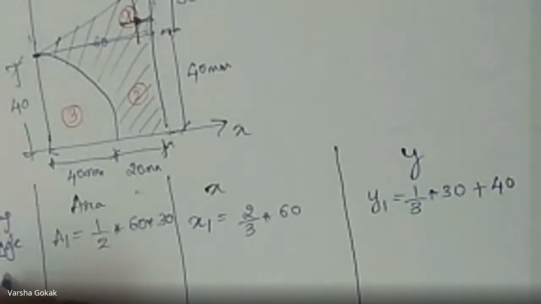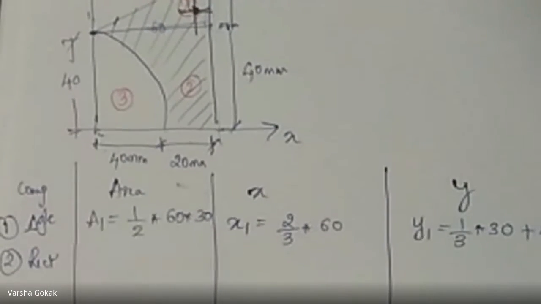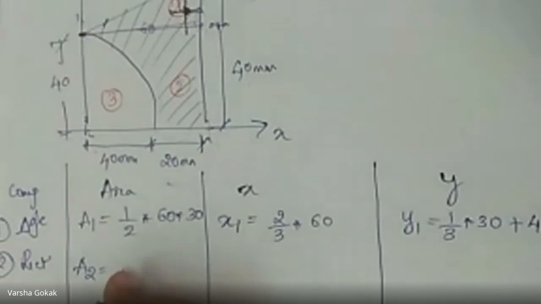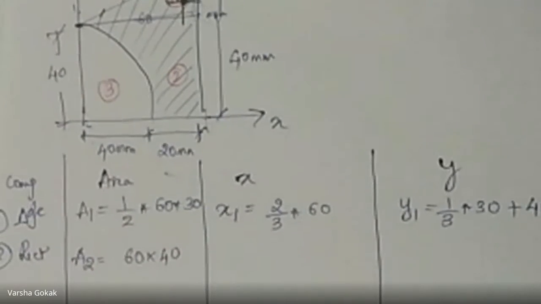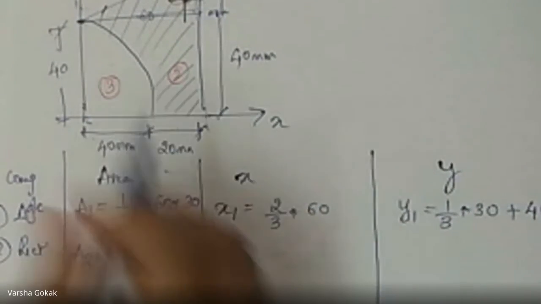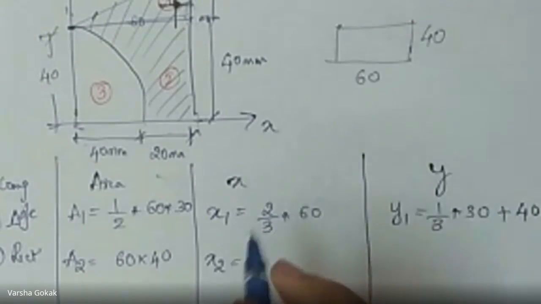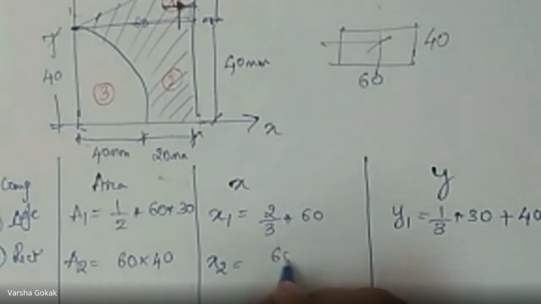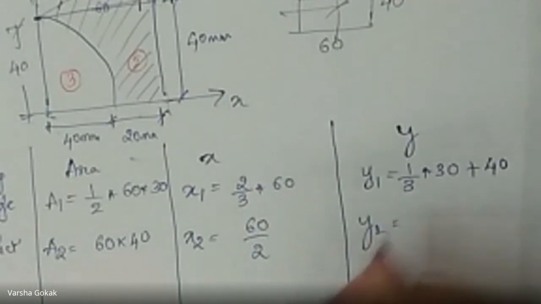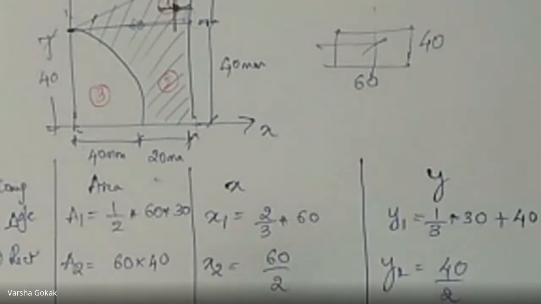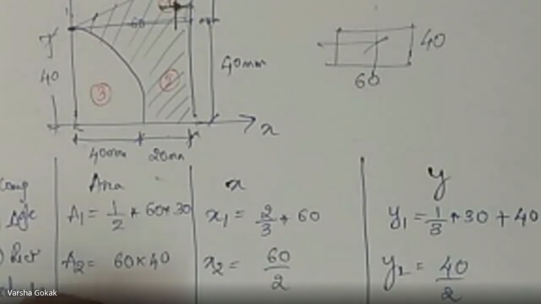Triangle is done. Second, we'll take the rectangle, because the quarter circle will go into deduction. So the second one is a rectangle. A2 is going to be 60 into 40. What about x2? For a rectangle of 60 by 40, x2 is going to be exactly at the center, that is 60 by 2. And what about y2? Please tell me y2. 40 by 2, correct.